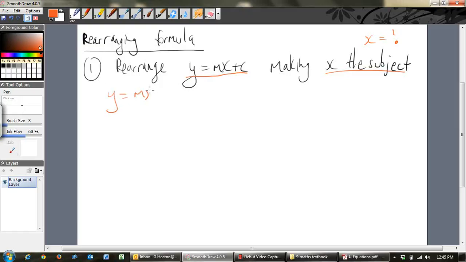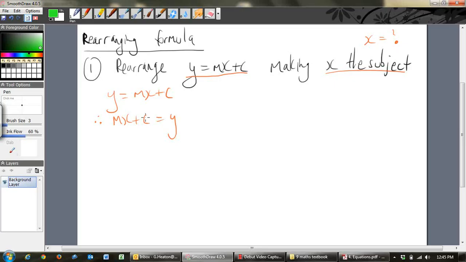Y equals mx plus c. First thing is we want x the subject, so I'm going to change sides here. Remember this is an equal sign, so y is exactly the same as that, and it doesn't matter which order you write it in. I'm going to write this as mx plus c equals y. Nothing changed, I've just switched sides, because I want x on the left at the end. That just makes it easier for me.